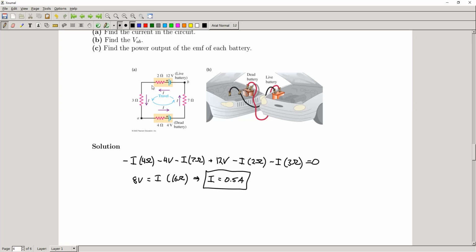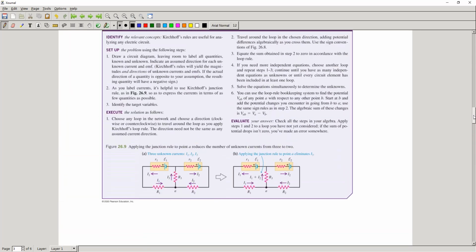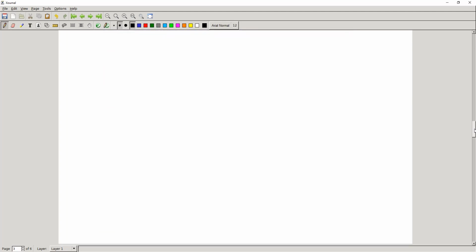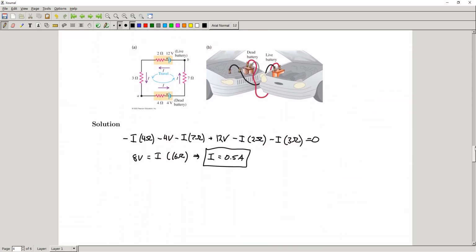In part B, we want to find what the potential difference from A to B is, so what VAB is. The way to do this, and they do mention this in the problem solving strategies, in point number 6, is that you can use the loop rule to go around the loop, but not fully around the loop, just from one point to another. You can add up all those jumps in potential difference, and whichever direction you choose, it's going to give you the potential difference between your starting and ending point.